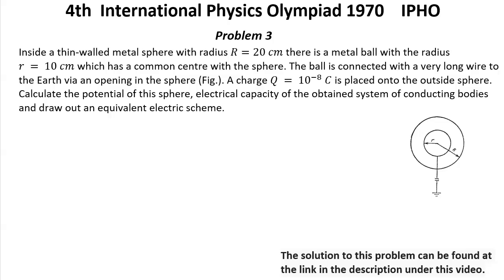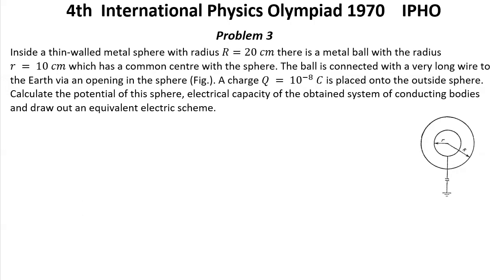A charge big Q equal to 10 power negative 8 coulomb is placed onto the outside sphere. Calculate the potential of this sphere, the electrical capacity of the obtained system of conducting bodies, and draw an equivalent electric scheme. Solution for problem number 3.